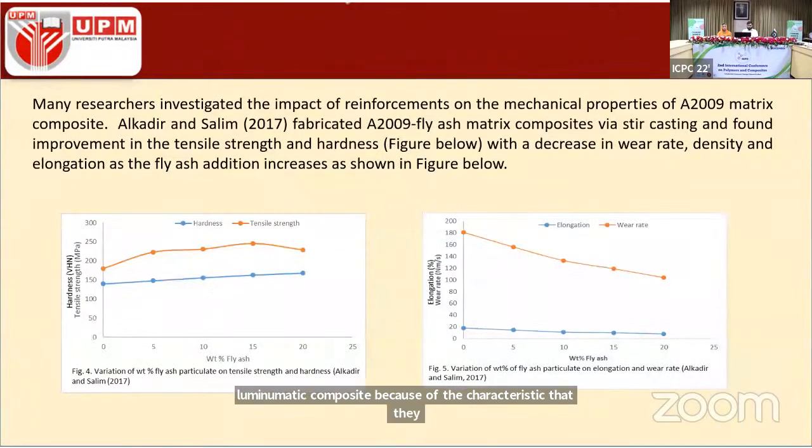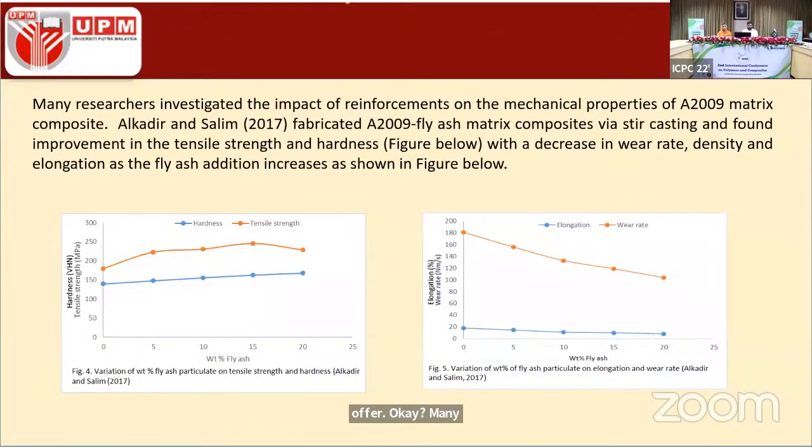Many researchers investigated the impact of reinforcement on the mechanical properties of a 2009 matrix composite. Al-Qadir and Salim in 2017 fabricated a 2009 fly ash matrix composite via stir casting and found improvement in the tensile strength and hardness, as seen in this figure below, with a decrease in wear rate, density, and elongation as the fly ash addition increases, as shown in this figure.